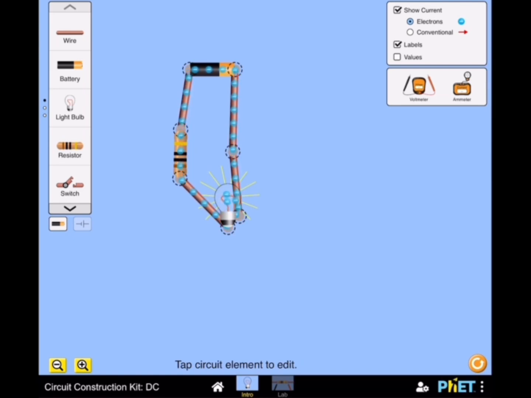Current is the flow of electric charge through a conductor, similar to water flowing through a pipe. It's measured in amps and is calculated using the equation I equals Q over T, where I is current in amps, Q is charge in coulombs, and T is time in seconds. For example, if 12 coulombs of charge flow in 3 seconds, the current will be 4 amps.